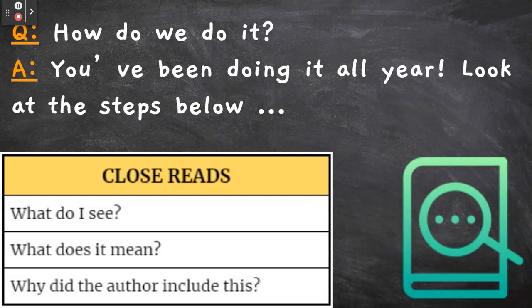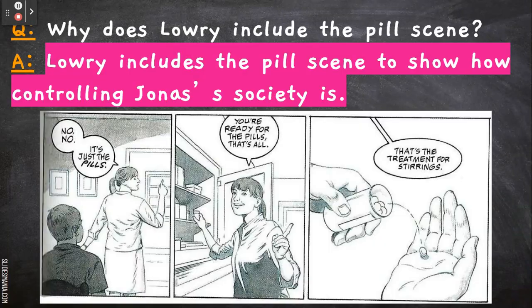If you're reading a short part of a text, ask yourself, what do I see? What does it mean? Why did the author include this? Every word, every image is a choice the author made. So we can think back to this moment from The Giver. Why does Lowry include the pill scene? I think Lowry includes it to show how controlling Jonas's society is. We talked about this earlier in the year.